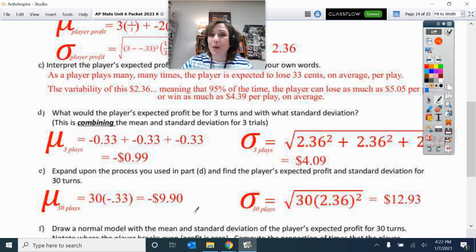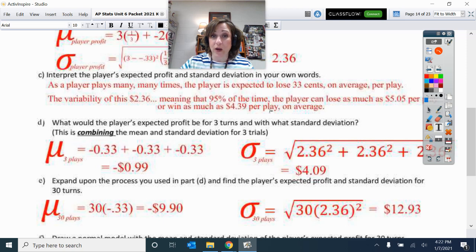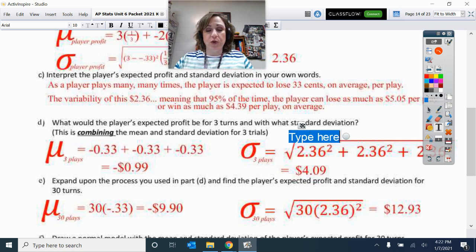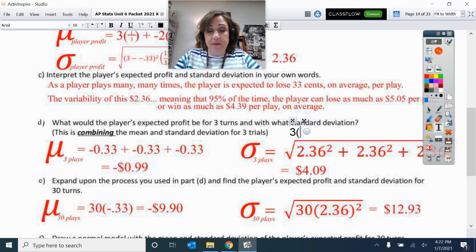But with what standard deviation? Remember here in part D, where we had this place squared plus this place standard deviation squared plus this, so we had 3 of the standard deviation squared. I didn't write this out this way because I didn't want to confuse you, but you could have written this as the square root of 3 times 3 of the 2.36's squared.